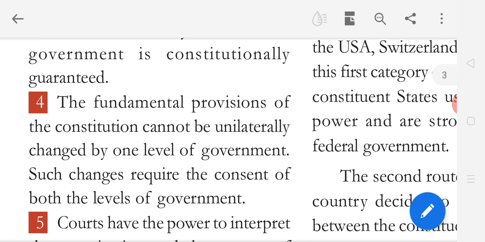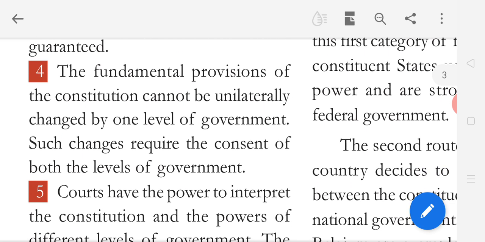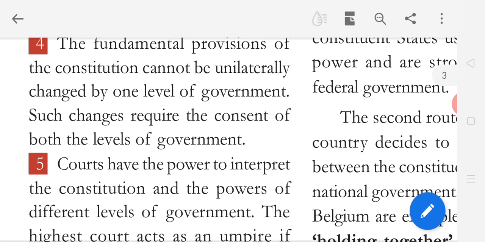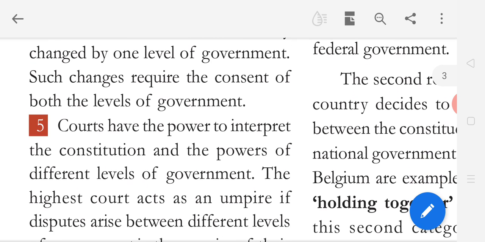The fundamental provisions of the Constitution cannot be unilaterally changed. Unilaterally means here done by one. Fundamental changes of the Constitution cannot be done. How? Unilaterally. Unilaterally means done by one, not by one government, by one level of government. Such changes require the consent. Here consent means permission of both the levels of government. To change something in the Constitution, it requires the permission of both the levels of government.